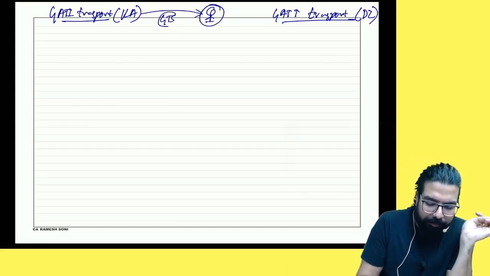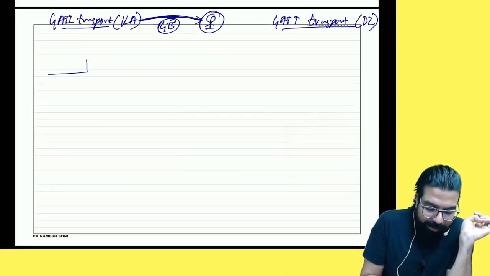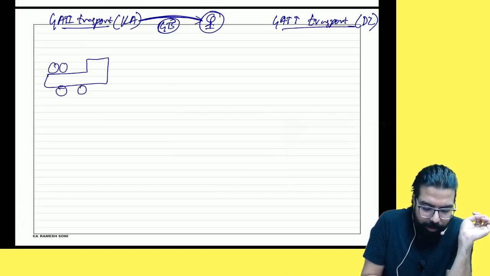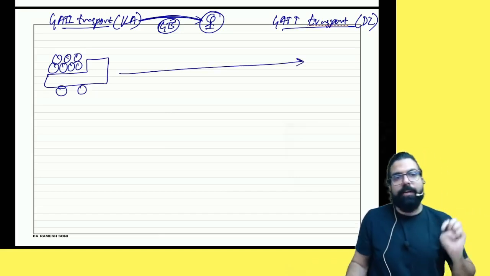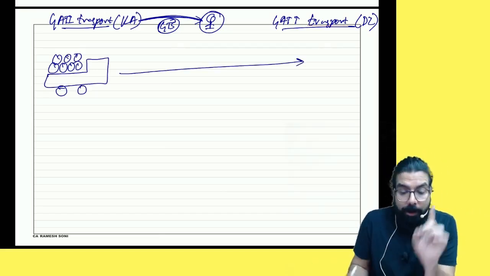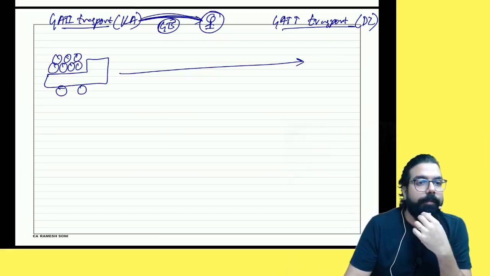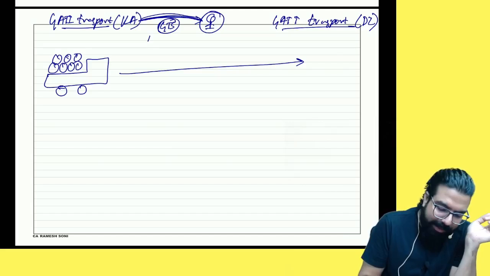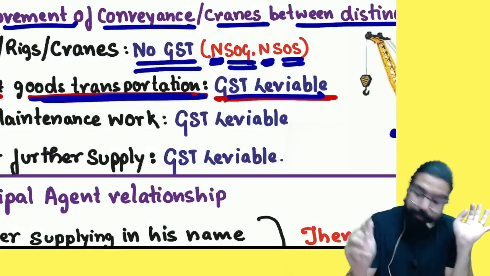Goods transportation. My question here is, when they give me goods transportation service, they will put my goods in a truck and take the goods from here to here. Do you agree with me? When they are giving me goods transportation service, is that a supply or not a supply? It's their business activity, so they will charge GST on goods transportation. Do you agree with me?